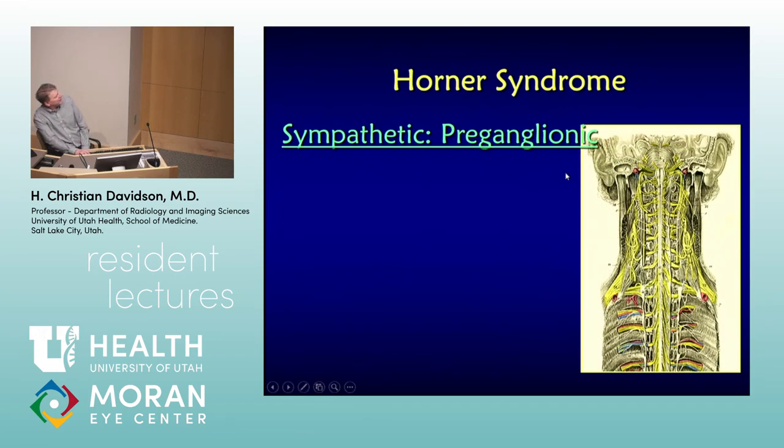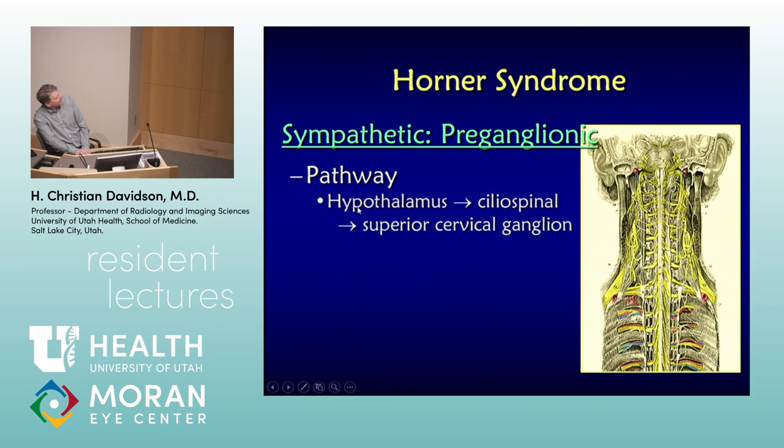So for preganglionic, the pathway goes from the hypothalamus down to the ciliospinal center. So it comes down here, synapses there, and then it comes out up to the superior cervical ganglion. And there are two ganglia here to remember that they're named. There's the stellate ganglion, and there's a superior cervical ganglion. The ganglion part of this term refers to the superior cervical ganglion, not the stellate ganglion, which is kind of a combined superior thoracic ganglion with another ganglion down here. So when we say ganglion, we mean this one right here.